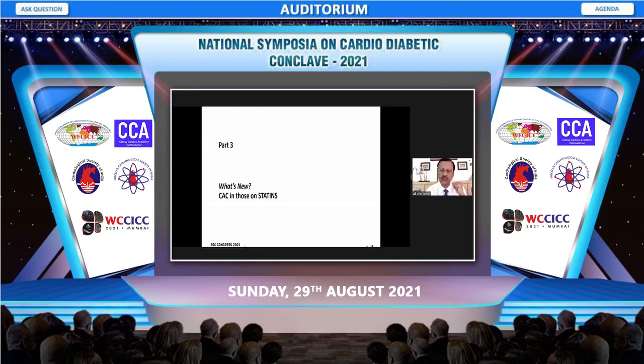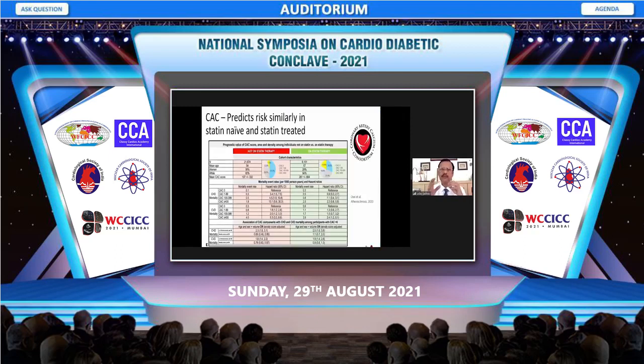Now, what happens for those patients on statins? The calcium will get hardened up. The risk prediction is absolutely similar in those patients not on statin and on statin therapy. It just makes the same prediction, right? So if you look at non-statin versus statin, prediction of CHD mortality is 2.3 and 2.5 as you look down, and CVD mortality is 1.8 and 1.9.